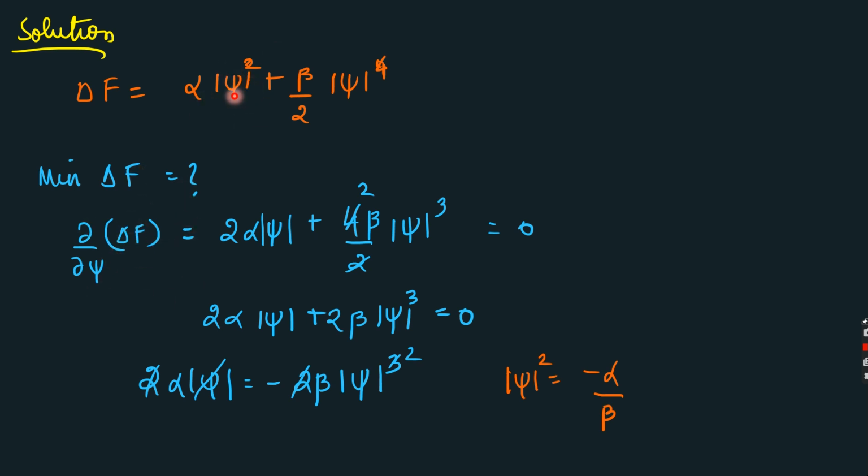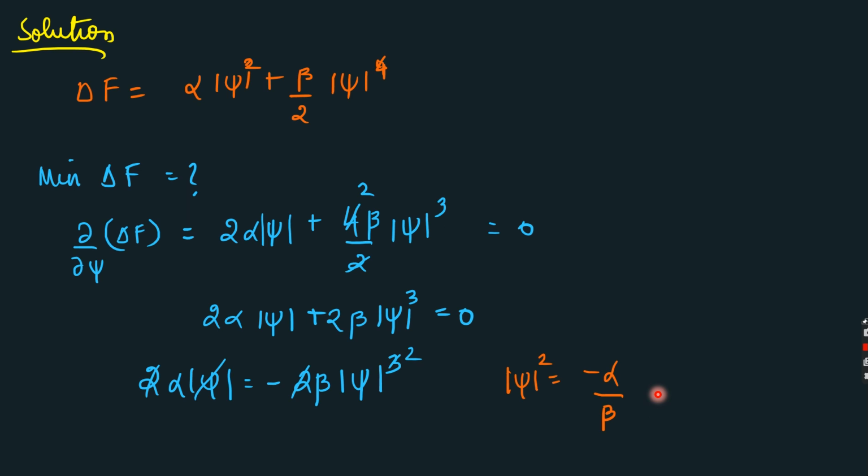So psi is one variable over here because alpha and beta are constants as given in the question. On differentiating and equating it to 0, you get psi square to be minus alpha by beta. Okay, you can also write psi, but I have written psi square for convenience in order to substitute in the del f value. Now we have got psi square is equal to minus alpha by beta, and this is the equilibrium point.